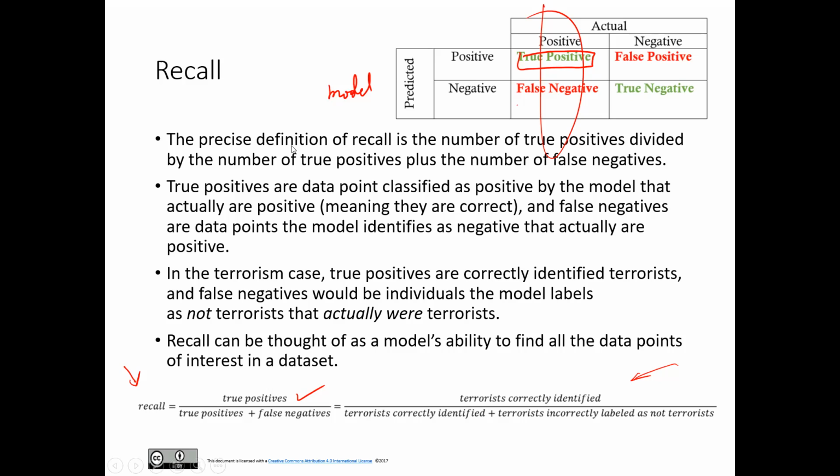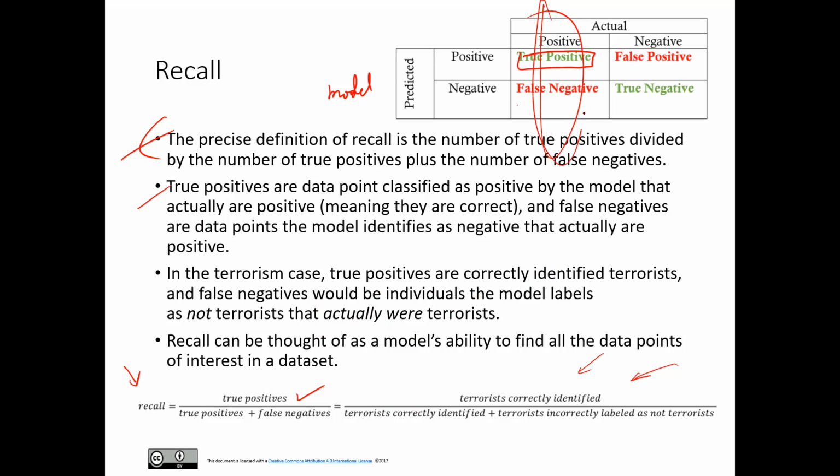All right, so here's the definition. True positives are data points classified as positive by the model that actually are positive, meaning they are correct. This I've already defined. As I said, true positives are correctly identified terrorists, and false negatives would be individuals the model labels as not terrorists that actually were terrorists. So recall can be thought of as a model's ability to find all the data points of interest in a data set.